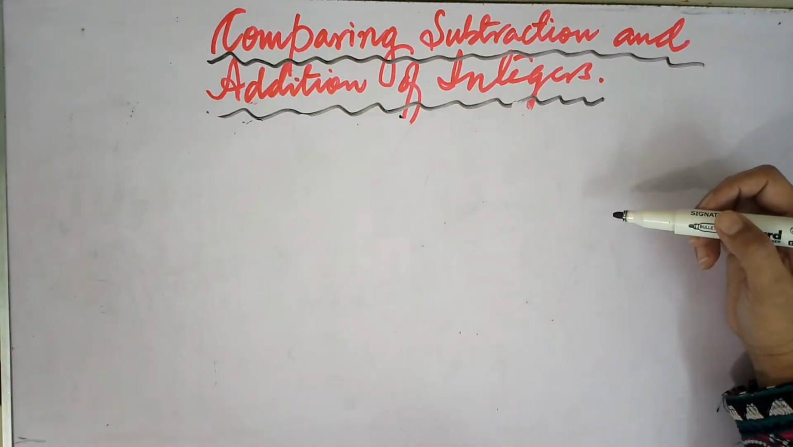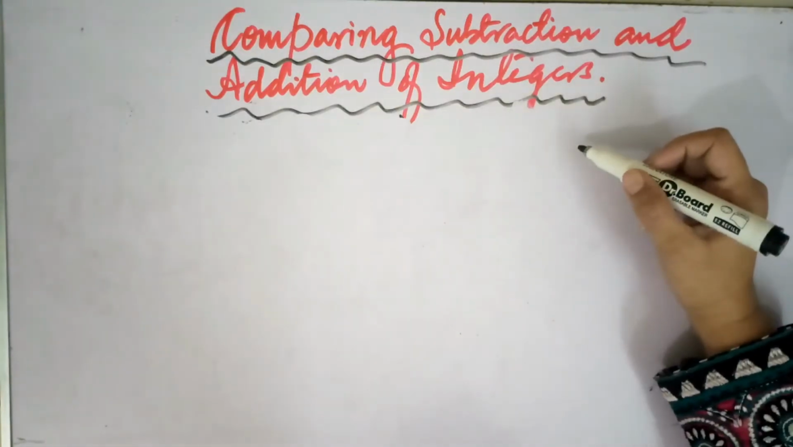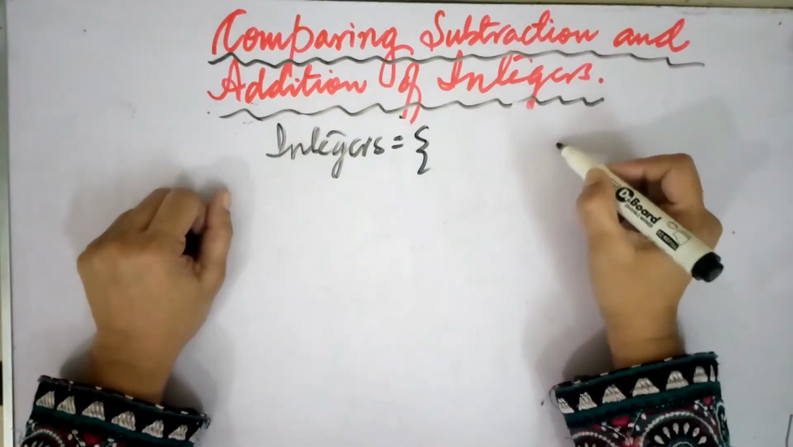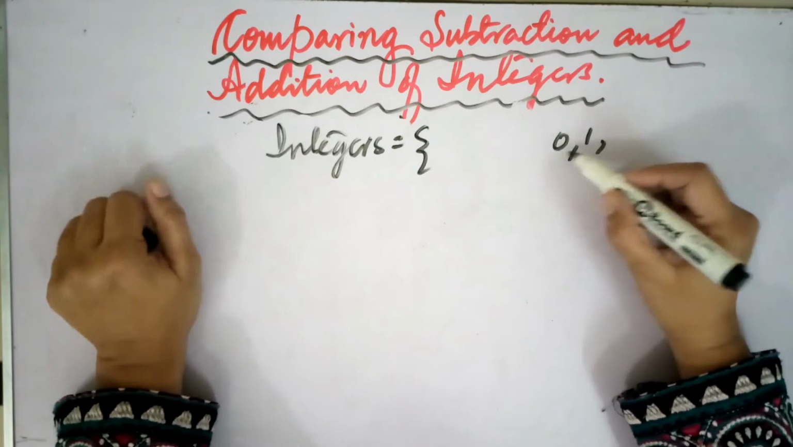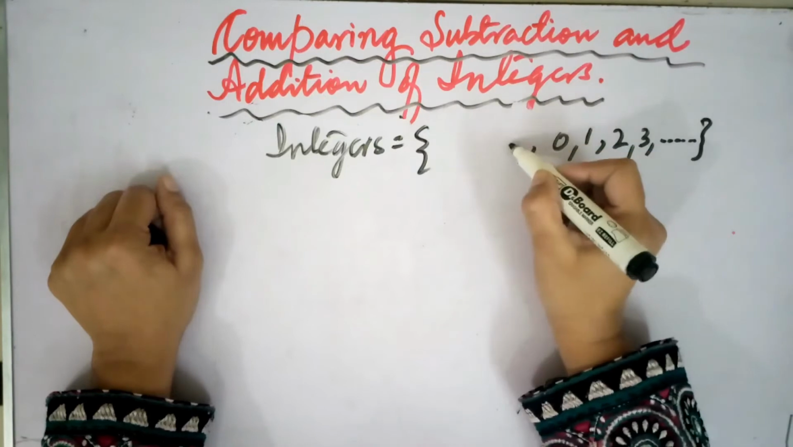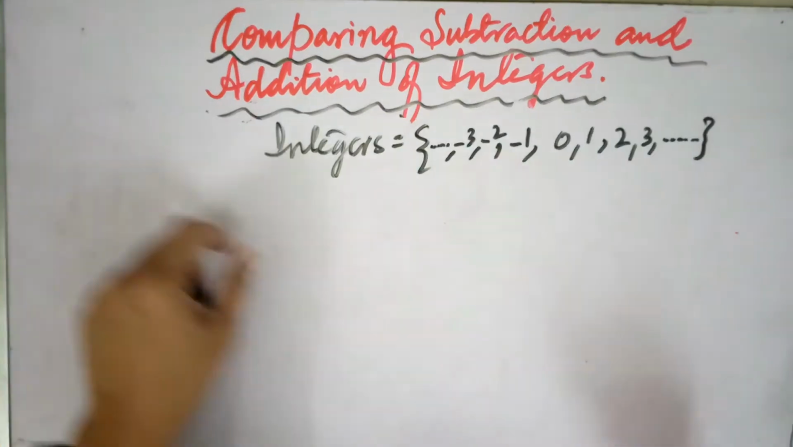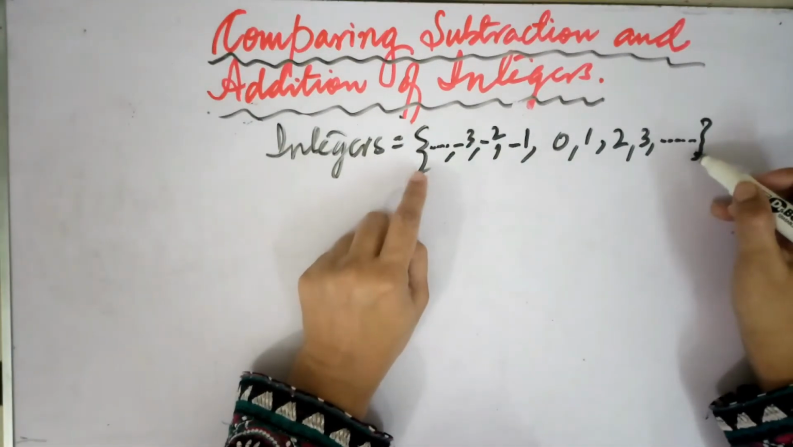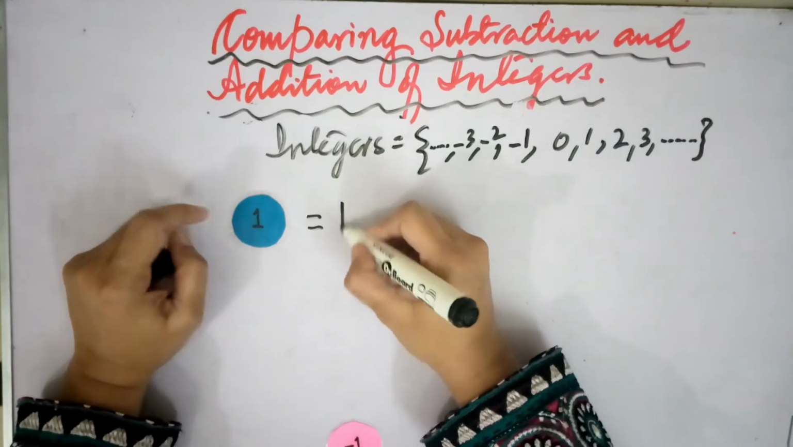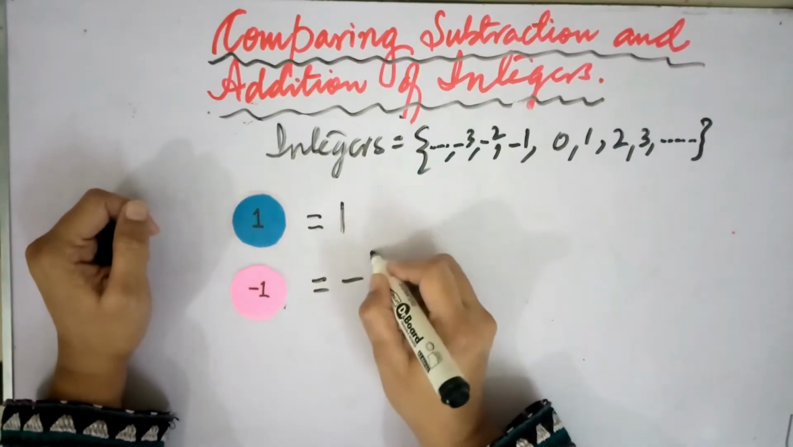Today we are going to discuss comparing subtraction and addition of integers with the help of algebra discs. You know that integers are 0, positive 1, positive 2, positive 3 and so on, and likewise negative 1, negative 2, negative 3 and so on. "So on" means they go towards infinity. This is an algebra disc which shows positive 1, and this is an algebra disc which shows negative 1.